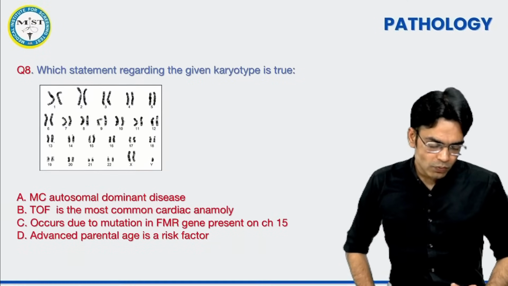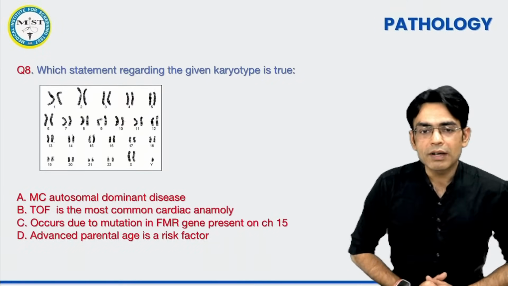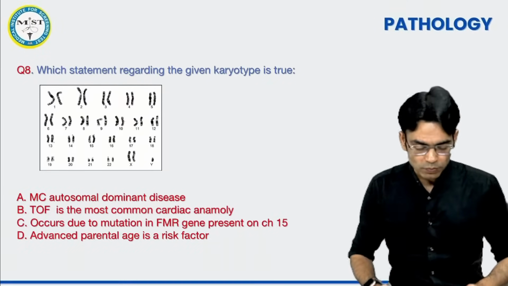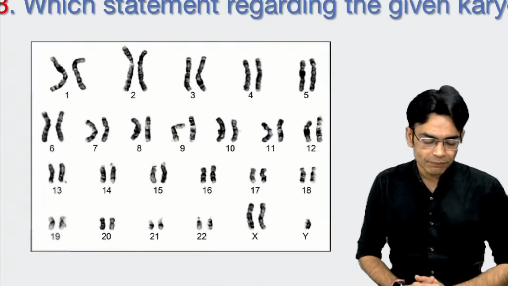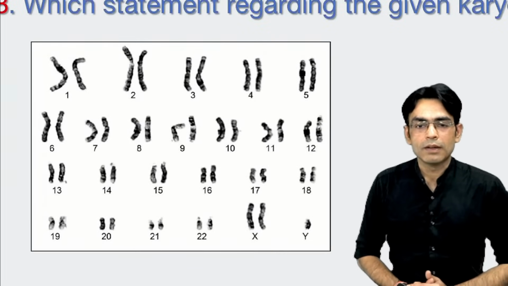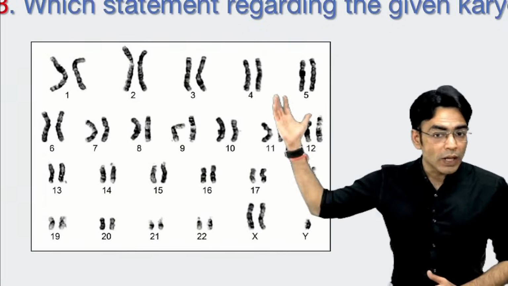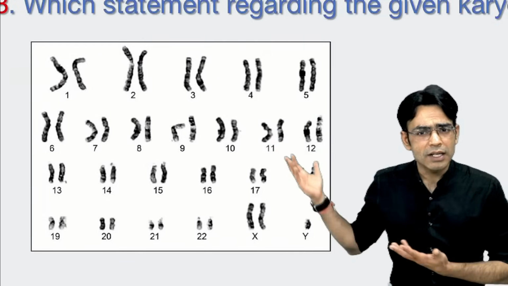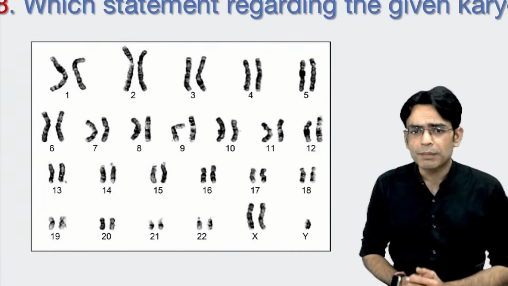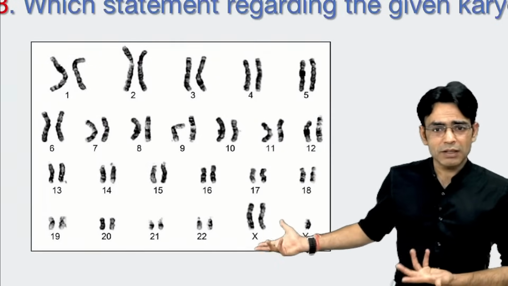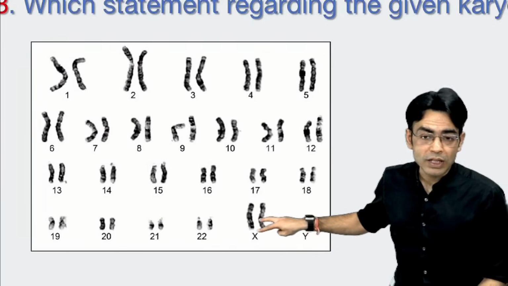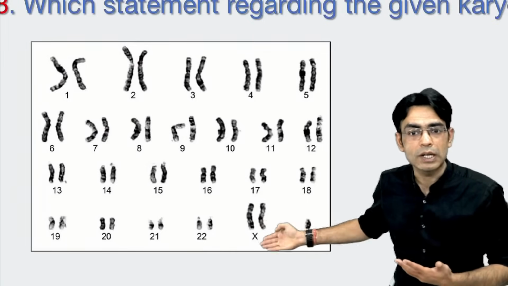Now, question number 8. Which statement regarding the given karyotype is true? I'll zoom this karyotype for you. This is the karyotype you can see. As you can understand by looking at it, 1 is fine, 2 is fine, 3, 4, 5, 6, 7, 8, 9, 10, everything is going fine. The X is also fine, it is a double X. So these are 46 up to here, a pair of 23.